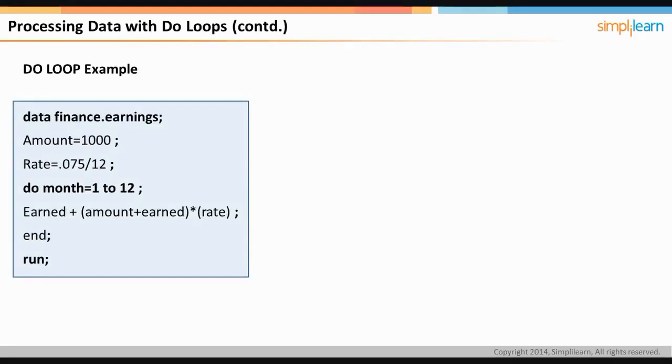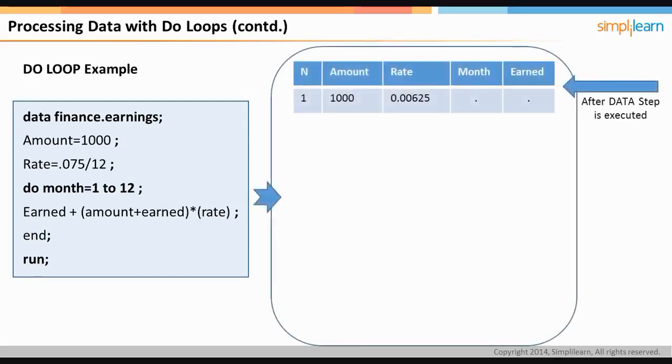During compilation, the program data vector is created for the finance.earnings data set. When the data step is executed, the values of amount and rate are assigned. The do loop is executed. During each execution of the do loop, the value of earned is calculated and is added to its previous value. Then the value of month is incremented.